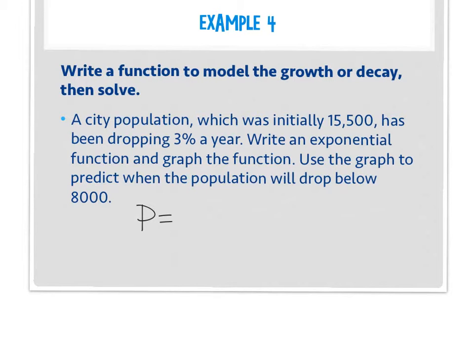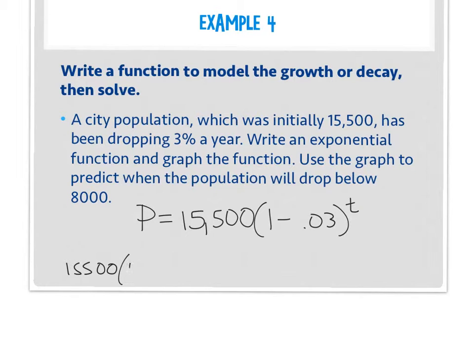So what was my initial population? 15,500 times 1, and we said this is a decay, so this would be minus. That 3% would look like what in decimal form? 0.03, good. And then it would be time, t, but when we type it in the graphing calculator, we're going to do 15,500, and you can even do 1 minus 0.03, or I can do 0.97x. You can do the work first.